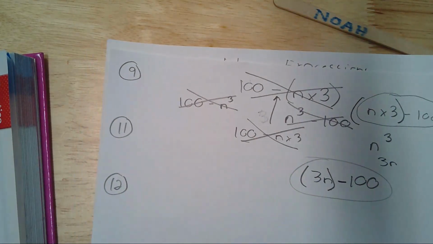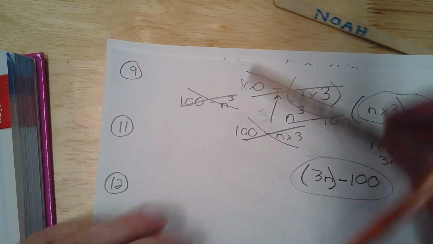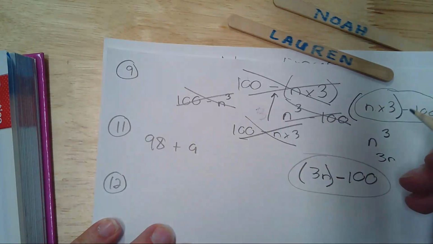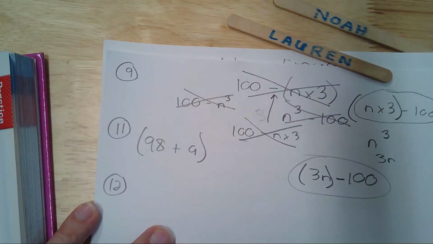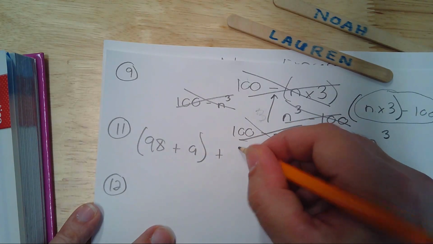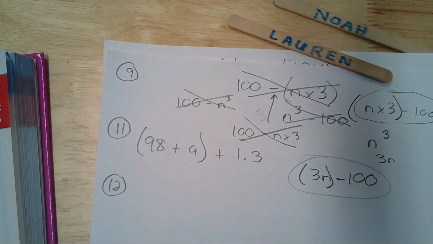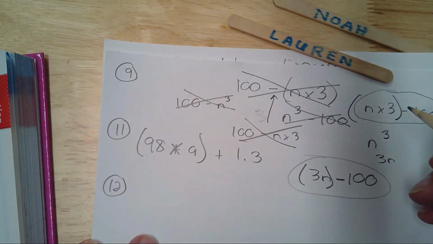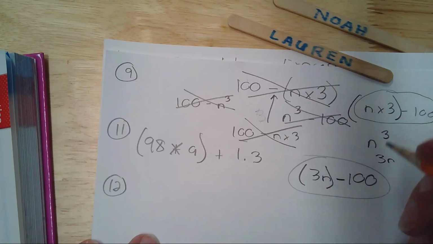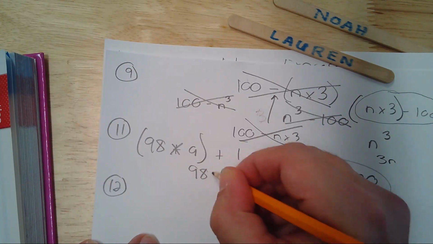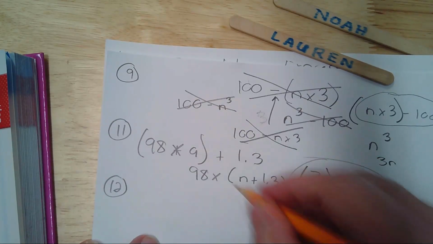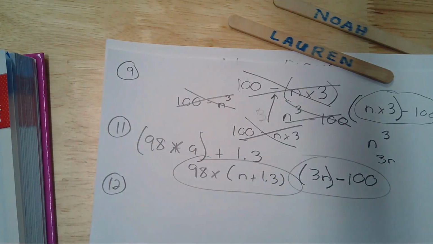Number 12 or number 11. Lauren, I got 98 plus a in brackets, plus 1 3/10 times. At some point it said 98 times, then times a, no brackets now. George, so 98 times bracket n plus 1 3/10 bracket. That's what I got. That's exactly correct.